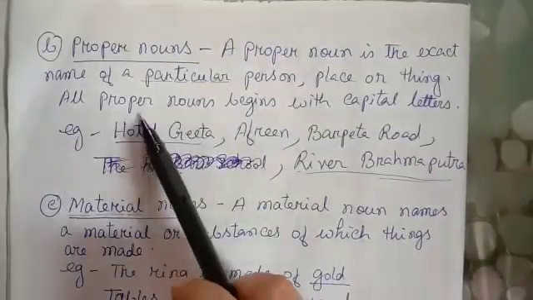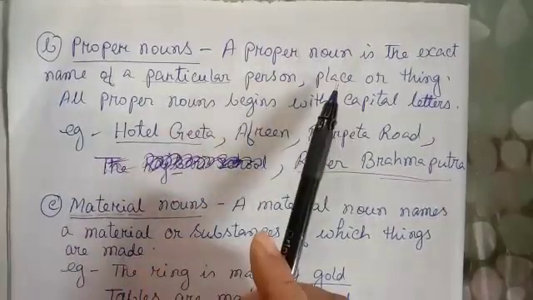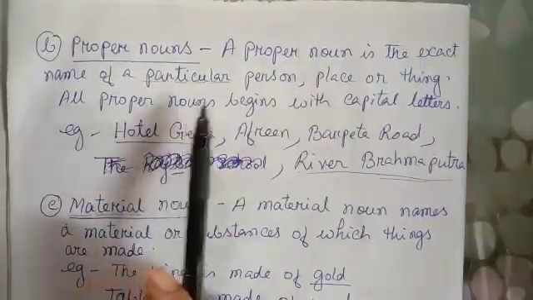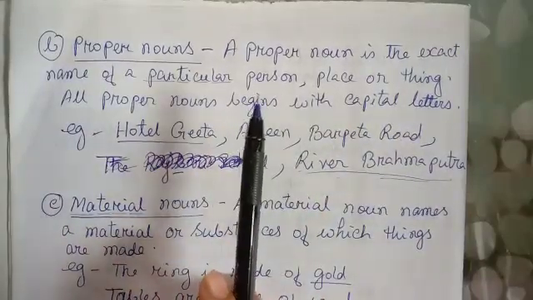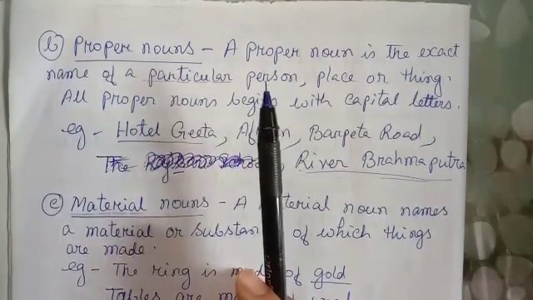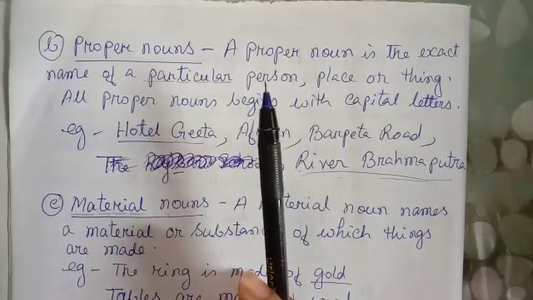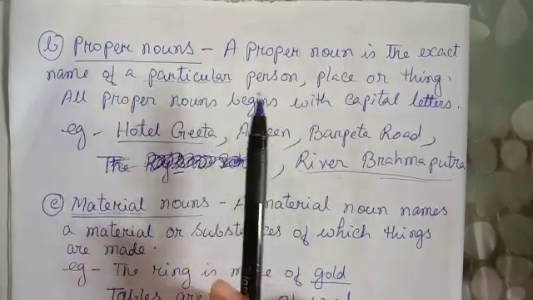Okay, next is proper nouns. A proper noun is the exact name of a particular person, place or thing. All proper nouns begin with capital letters. A proper noun is what? It is the particular person, place or thing. We mean one particular person, one particular place, one particular thing. So we have to use capital letters in proper nouns.